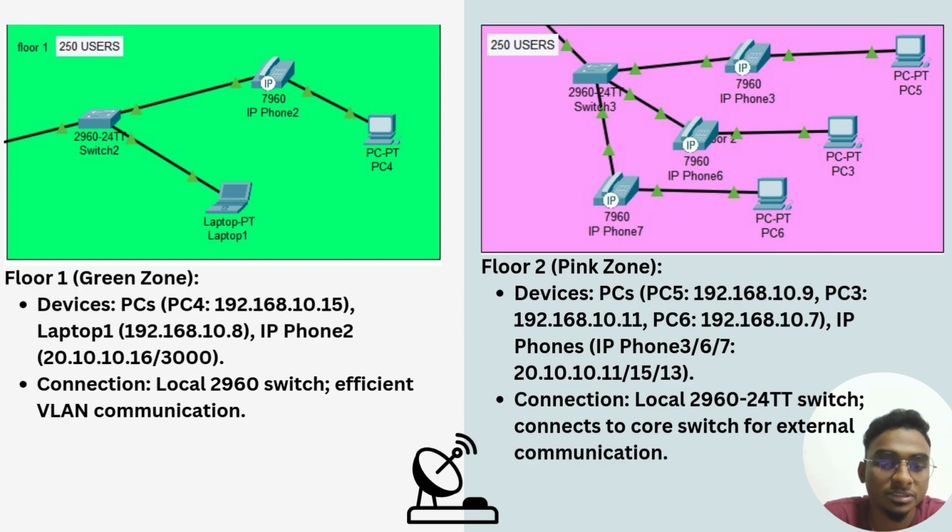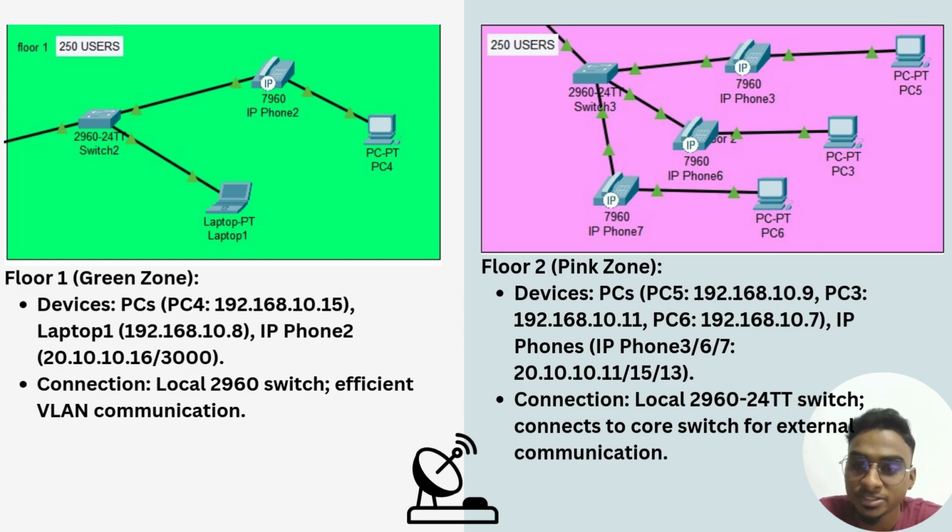For the first floor, the green zone, the first floor consists of a mix of PC4 with the IP address 192.168.10.15 and laptop 1 at 192.168.10.8, and the IP phone is 20.10.10.16/24. All are connected to the local 2960 switch. The devices communicate efficiently within their VLANs, ensuring uninterrupted operation.